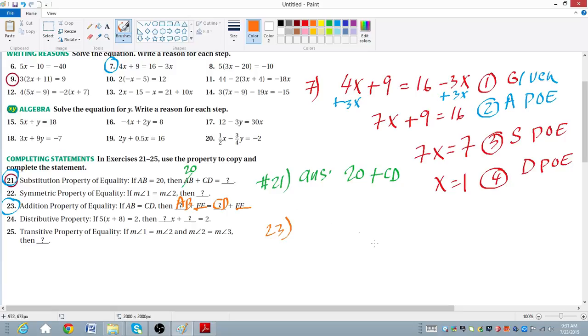So your answer is AB. Well, they're just asking for a question mark right there. So it's AB, and then the other question mark is CD.